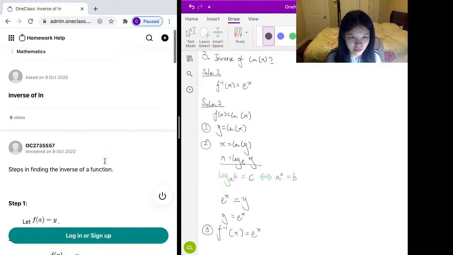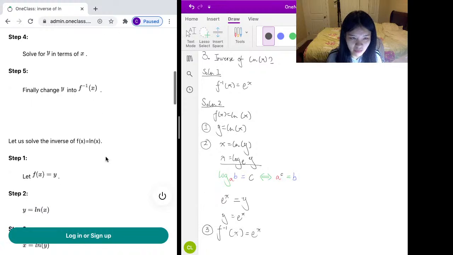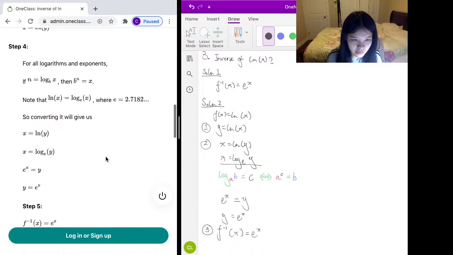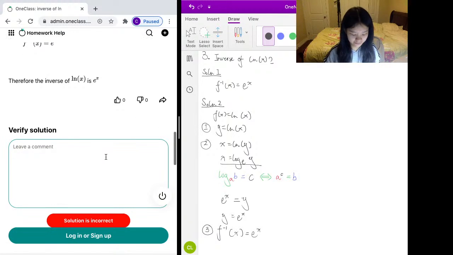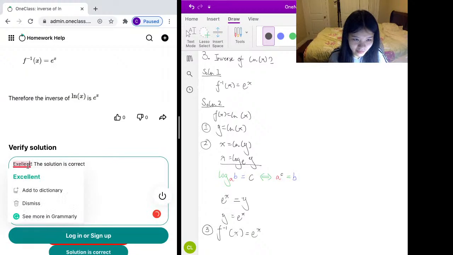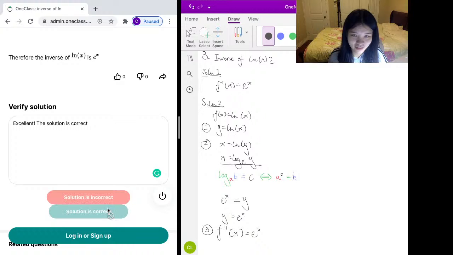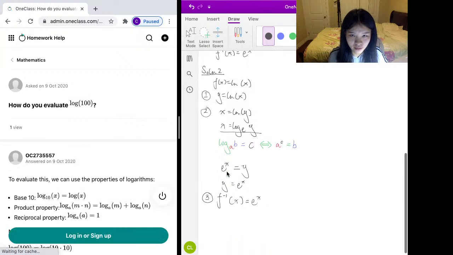Now let's look at our sample solution. Our sample solution used our second method, where we derived the inverse function of ln x, which is the function e to the power of x. That's great. So we would say excellent. The solution is correct. I think I spelled excellent wrong. Yes, excellent. Good. So that's our third question about the inverse of ln x. Now let's move on to our fourth question.